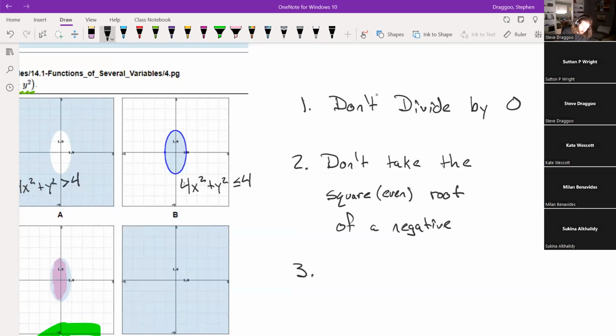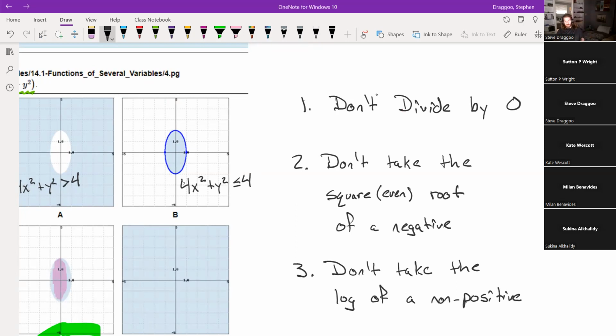And third, don't take the log of a non-positive. Those are the 3 main rules we have for domains right now.